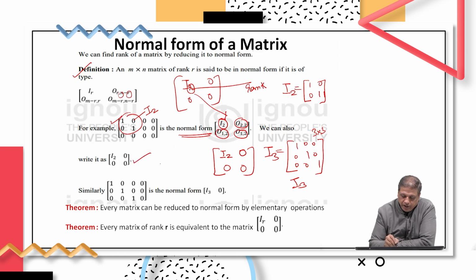Again, if you want to represent this matrix in the normal form, then this chunk is in fact I3. So, [I3 0] is nothing but the normal form of the matrix. Now, there are two theorems which are very clear: every matrix can be reduced to the normal form by elementary operations. And the second theorem states that every matrix of rank R is equivalent to the matrix [IR 0; 0 0].